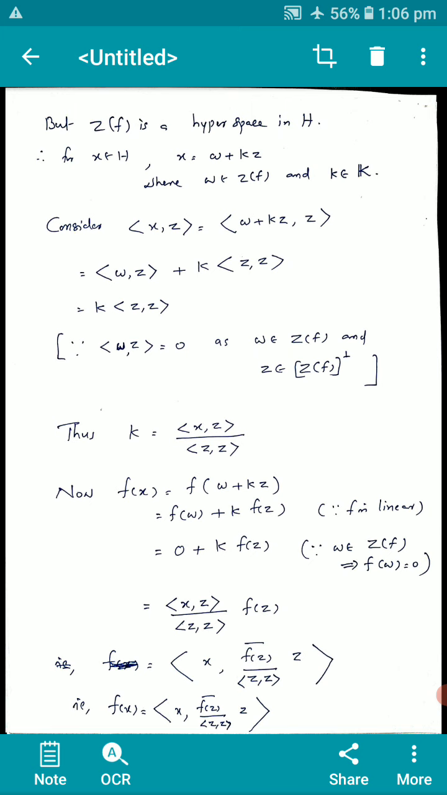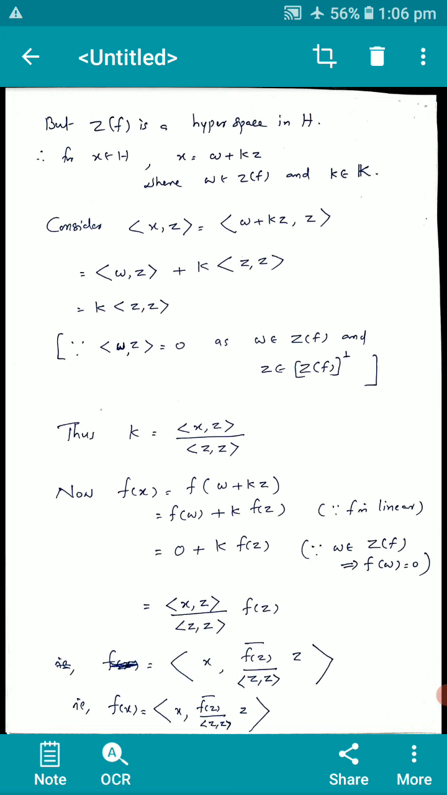Now we consider the inner product of x and z. What is that inner product? X is replaced by omega plus kz, so you get an expansion: inner product of omega and z plus k times inner product of z and z. Inner product of omega and z is 0. Why? Because omega is an element of Z of f and z is an element of Z of f perp. So the first term is 0, and you are left with k times inner product of z and z.